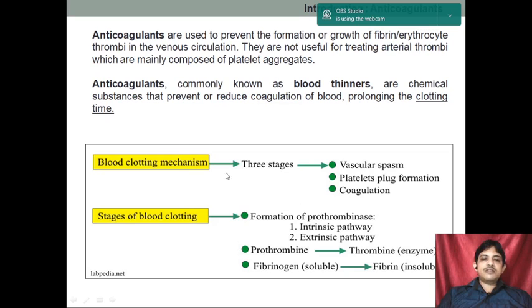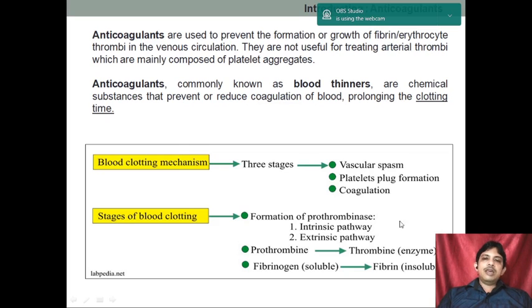So, already we have seen the clotting mechanism, which occurs by three pathways: vascular spasm, platelet plug formation, and coagulation. And also we have seen the stages of blood clotting, that is, the formation of the clot through the intrinsic pathway, extrinsic pathway, and the common pathway, and the production of the insoluble fibrin.